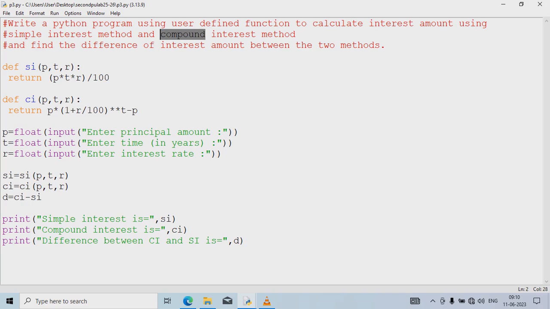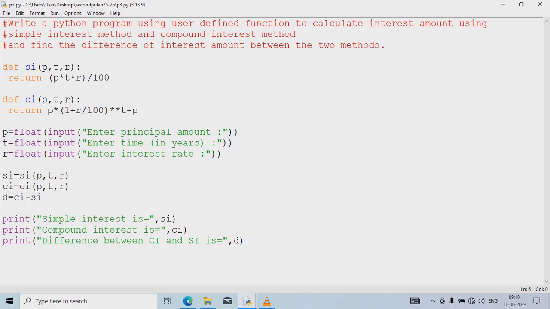Okay, the question is, write a Python program using user defined function. That's one important thing. Two methods must be there. One is to calculate simple interest, one method. Another method is to calculate compound interest. Then they are asking the difference between simple interest and compound interest, the difference between the two methods.